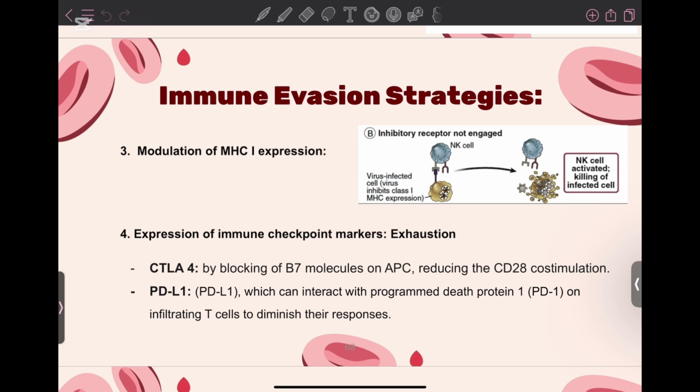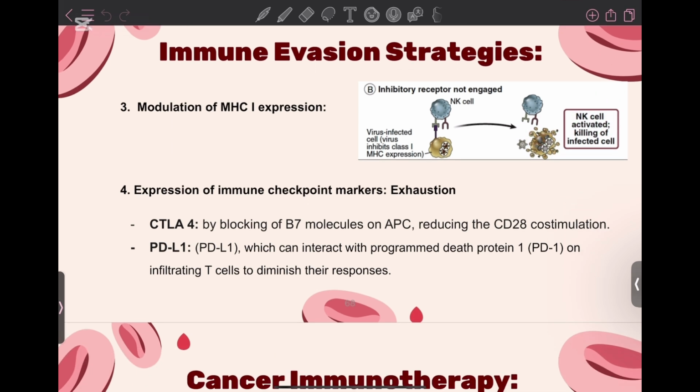The third mechanism is the modulation of MHC1 expression. They're going to down-regulate their expression of MHC. This is going to make the T cells blind, because T cells need MHC to see. If you down-regulate it, the T cells won't be able to recognize you. However, the NK cells are going to recognize that MHC class 1 is not present, and they're going to kill the infected cell.